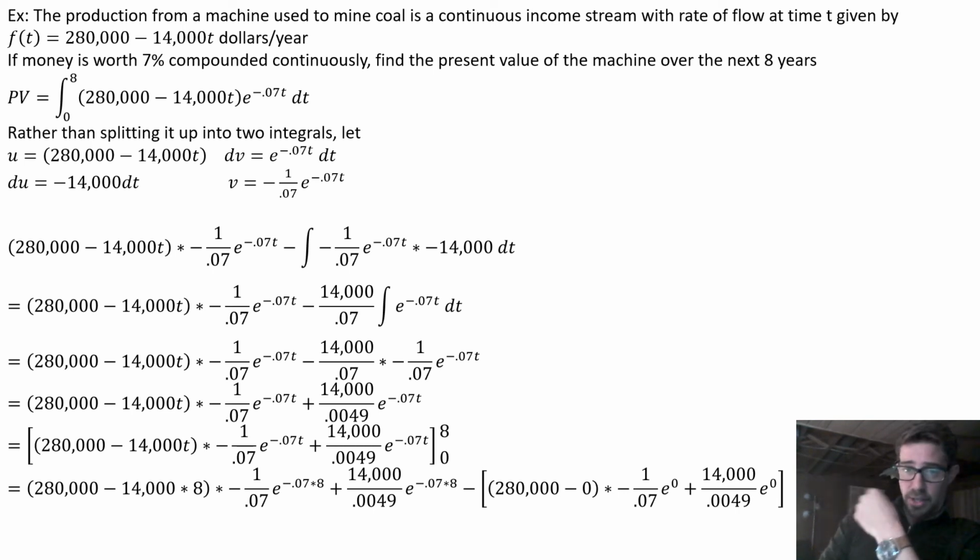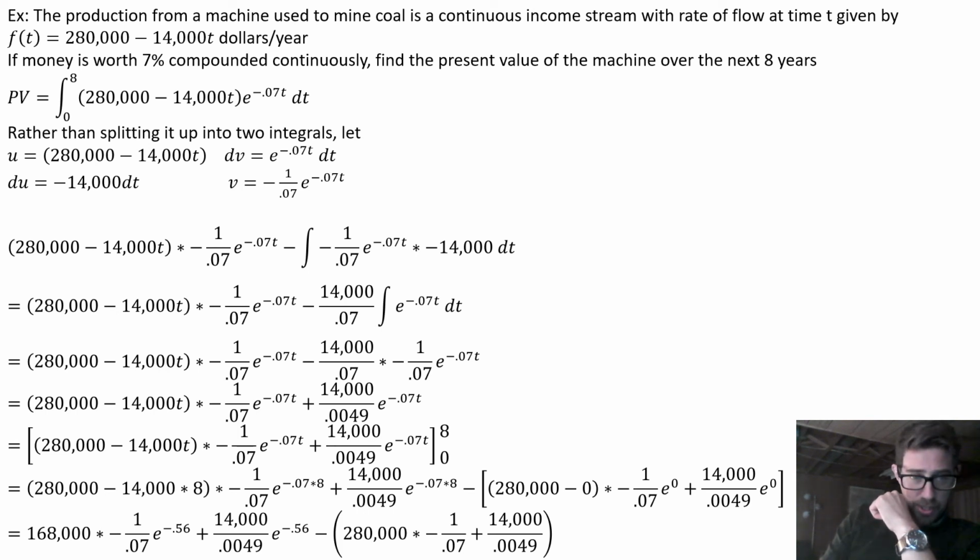Unfortunately, it's not just all 0. So it's minus brackets 280,000 times 0 times negative 1 over 0.07 times e to the 0. e to the 0 is 1. Plus 14,000 over 0.0049 times e to the 0. I'm going to clean that up one step further before I punch it in.